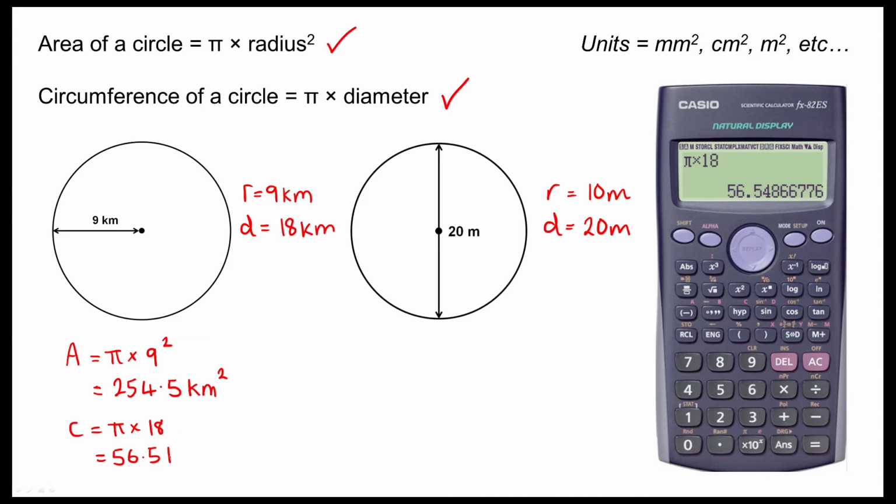Because my units are kilometres, I'm going to put that in, and we know that it's a distance because the circumference is like the perimeter, so I don't need any squares or cubes at the end.